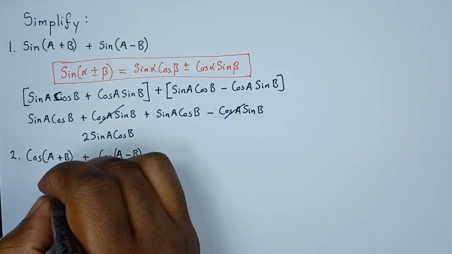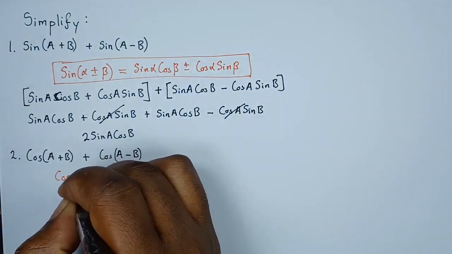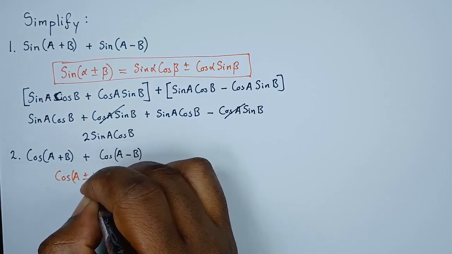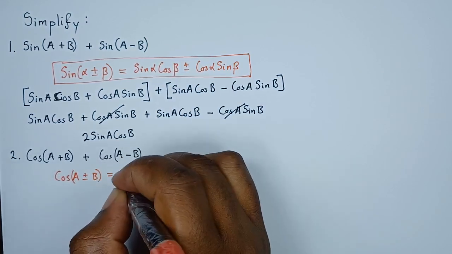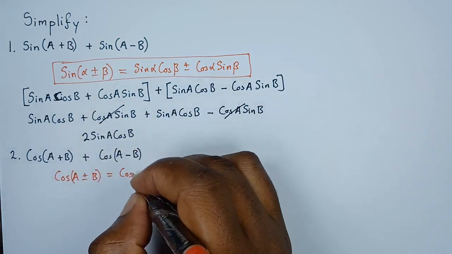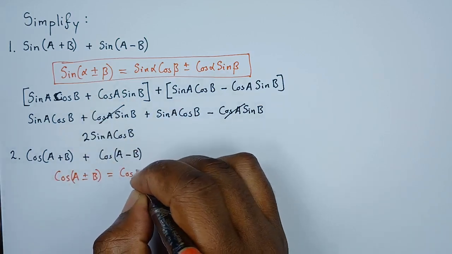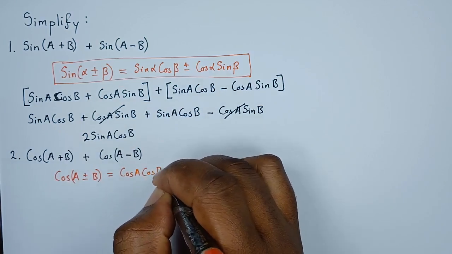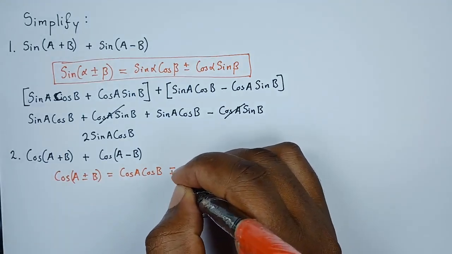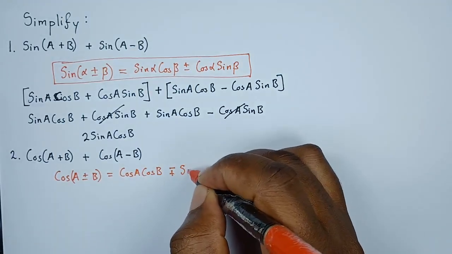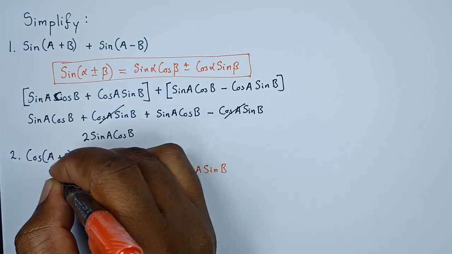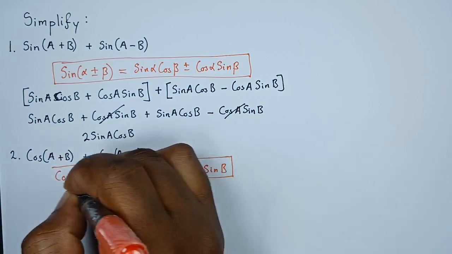So for cos, if we have cos (A plus or minus B), this will result to cos, I'm just using A B directly in this case. So cos A cos B. Here we had a plus or minus. For cos, it's actually minus plus, the opposite. So sine A sine B. So this is the formula for cos.